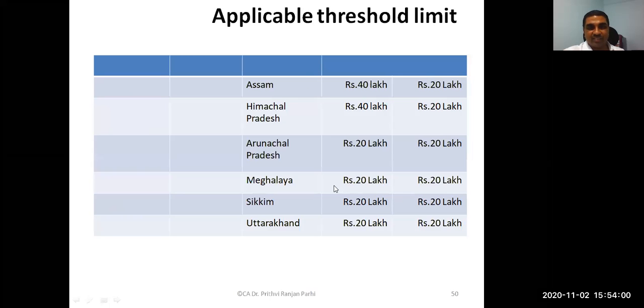Some other states list is here. In Assam, the limit is 40 lakh for goods, 20 lakh for services. Himachal, 40 lakh for goods, 20 lakh for services. Arunachal Pradesh, 20 lakh for goods, 20 lakh for services. Meghalaya, 20 and 20, Sikkim, 20 and 20, Uttarakhand, 20.